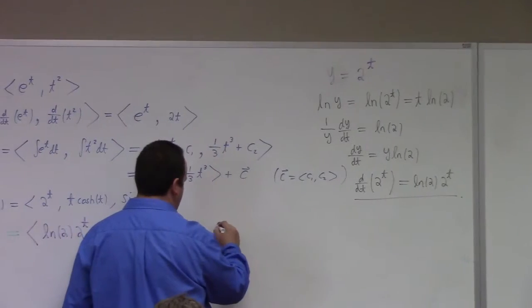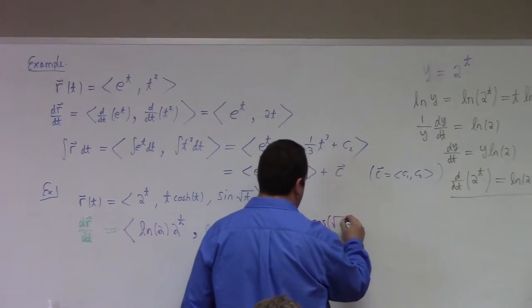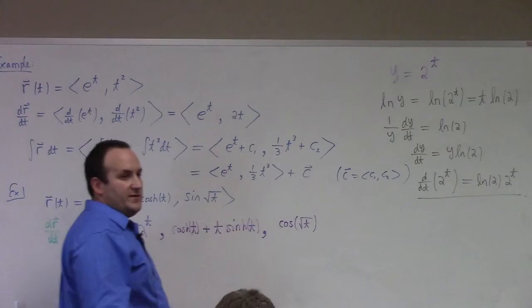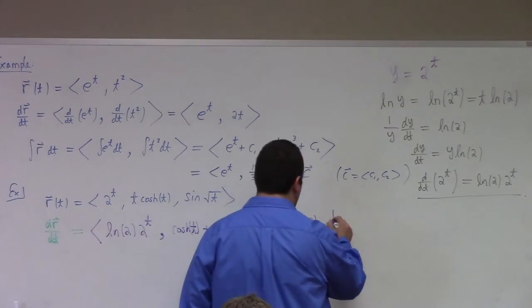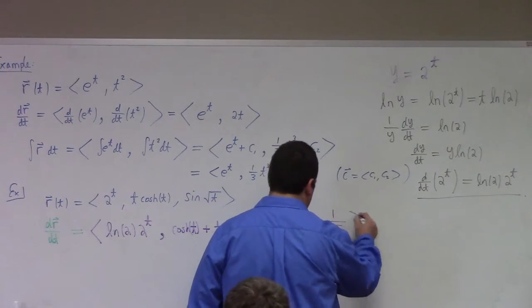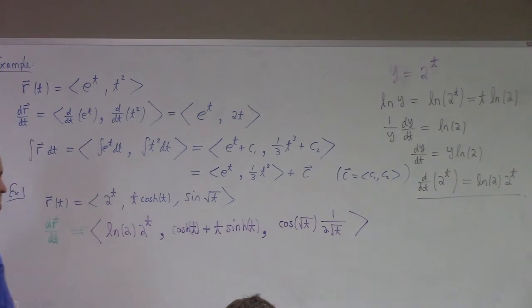What we got? We got cosine of the square root of t times the derivative of the inside function, right? This is chain rule. So I've got 1 over 2 times the square root of t. And there you have it. Don't worry, I'm not going to try to integrate this one. I think you'll find the integral of the sine of the square root is kind of hard. T cosh t I can do. That's integration by parts, but whatever.